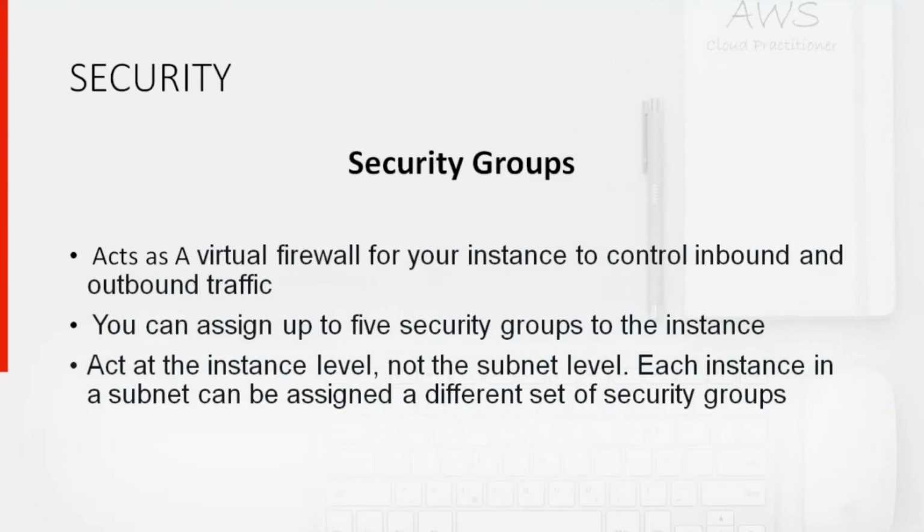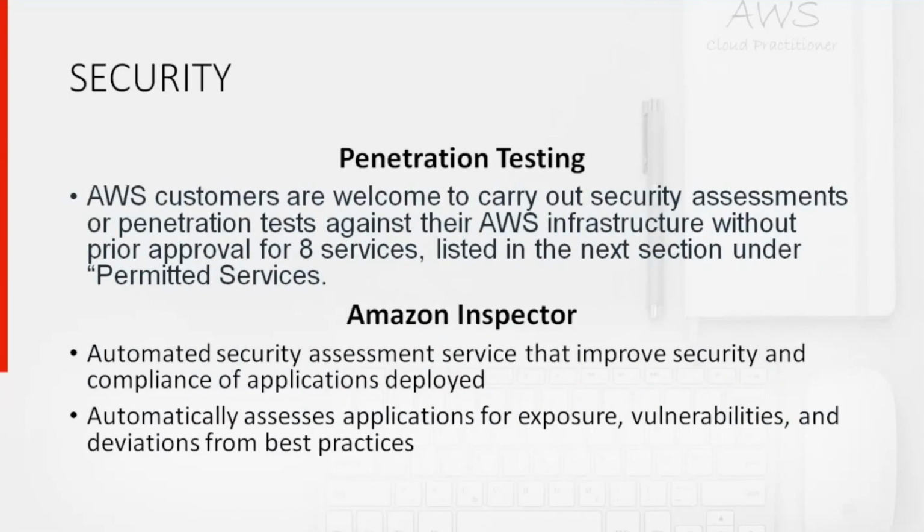Security. Security groups act as a virtual firewall for your instance to control inbound and outbound traffic. You can assign up to 5 security groups to the instance. They act at the instance level, not the subnet level. Each instance in a subnet can be assigned a different set of security groups.